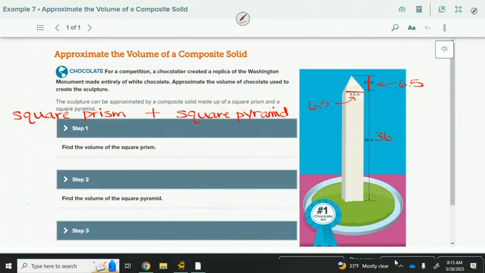So the prism formula is big B times H. So we need to find the area of the base. The base of our prism is this square right here. And to find the area of a square, we just multiply these dimensions together. Can you tell from the picture what both of these dimensions are going to be? They are, because it's a square. So these have to be the same. Now, can we tell what those are going to be from the numbers up on the picture?